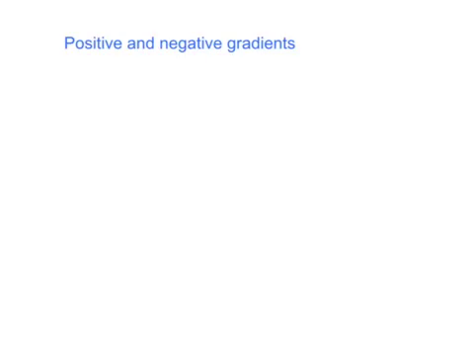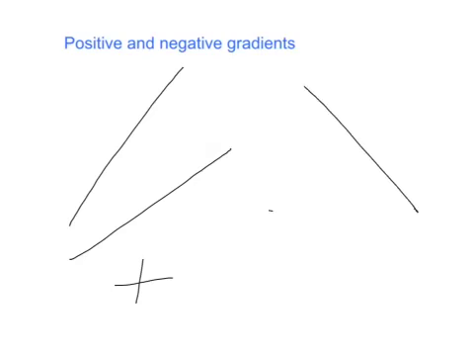When we're looking for gradients, we get positive and negative gradients. If a line has fallen forwards, we say that this is positive. If the line has fallen backwards, we say that this has a negative gradient. So positive is leaning forwards and negative is falling back.